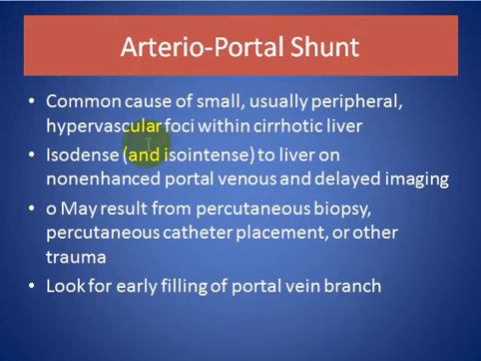Arterio-portal shunt. It is a common cause of small, usually peripheral hypervascular foci within the cirrhotic liver. Isodense or isointense to the liver on non-enhanced, portal venous and delayed imaging. It may result from percutaneous biopsy or percutaneous catheter placement or other trauma. Look for early filling of portal and hepatic portal vein branch.